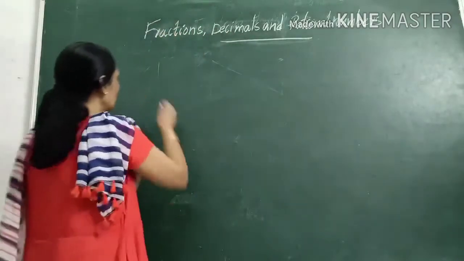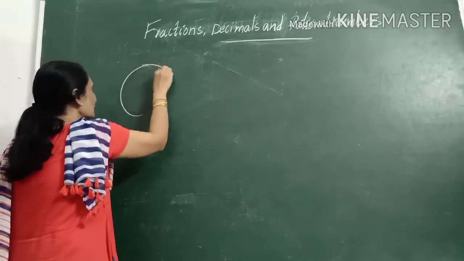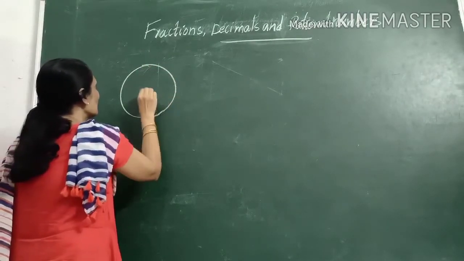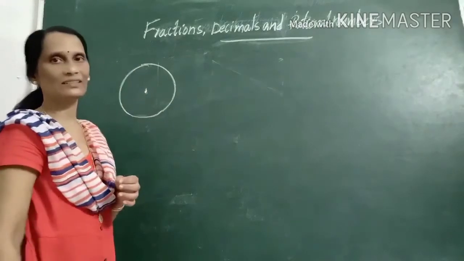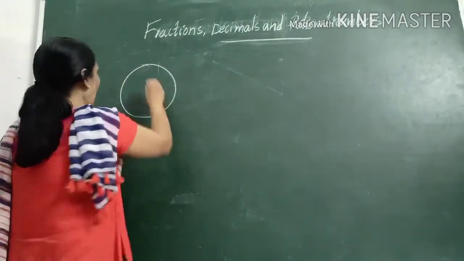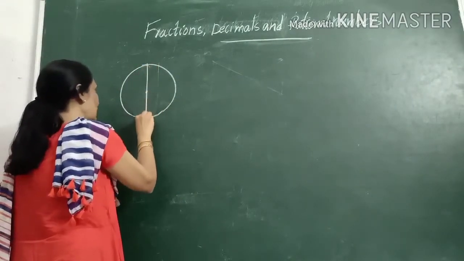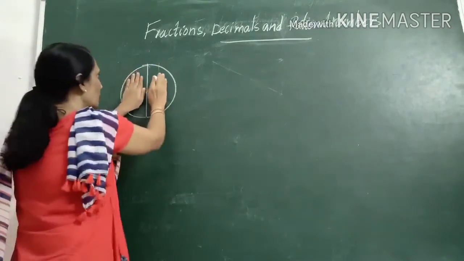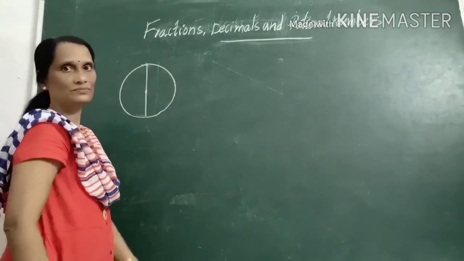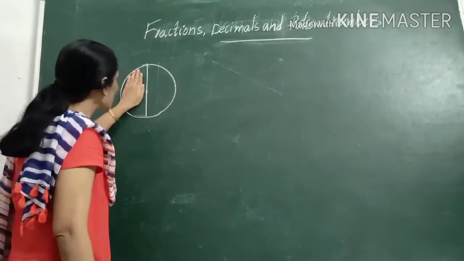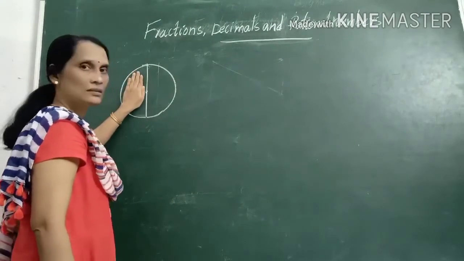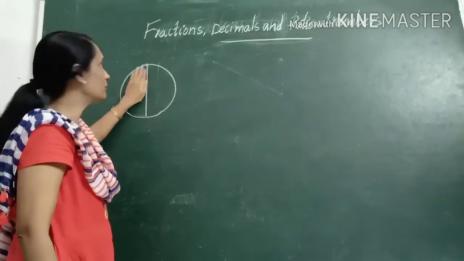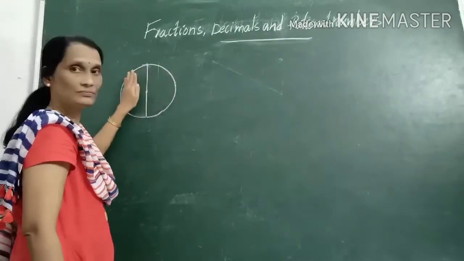Circular shape means that it is having a center, right? So if you draw a line through the center, that is known as the diameter. If we cut like this through the center, it will become 2 equal parts. Every part, we call that 1/2 part of this whole cake.